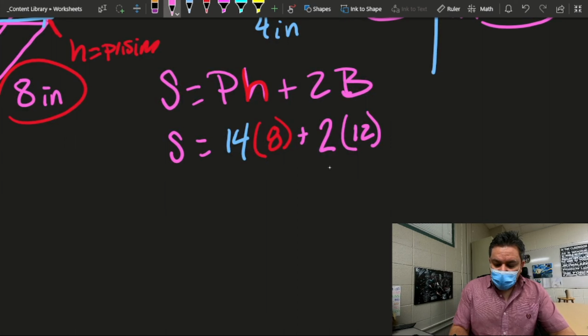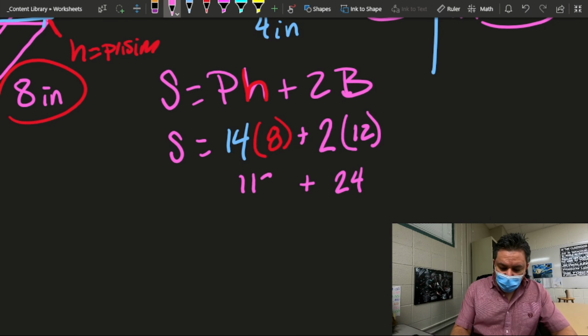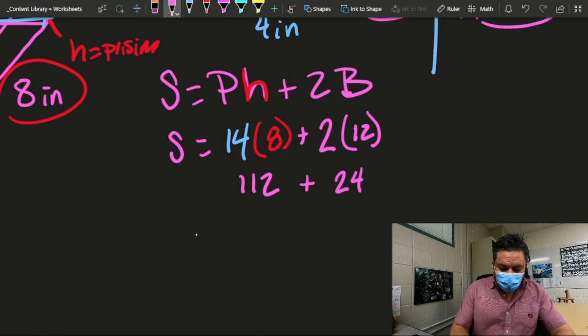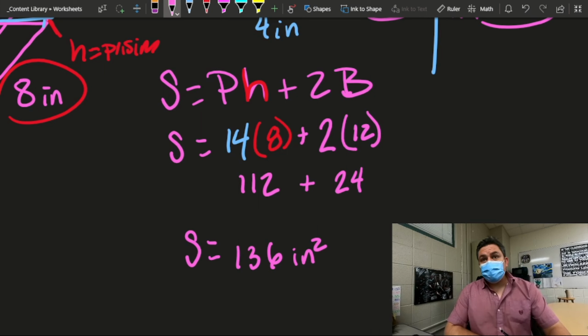12 times 2 is 24. 14 times 8. Is this 112? Yes? So now I can go ahead and add this up. So my total surface area will be what? 136 inches squared. And that's all there is to it.